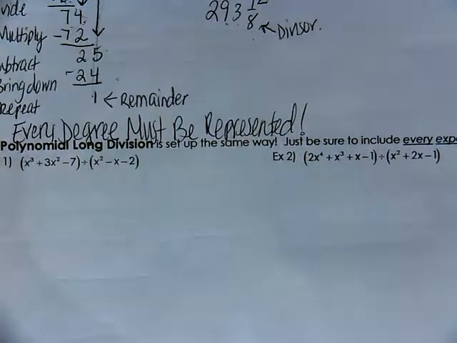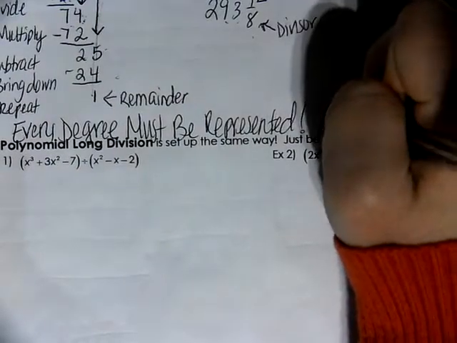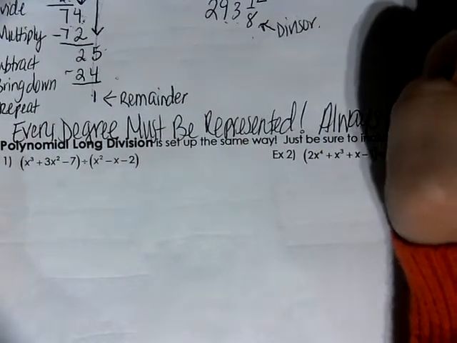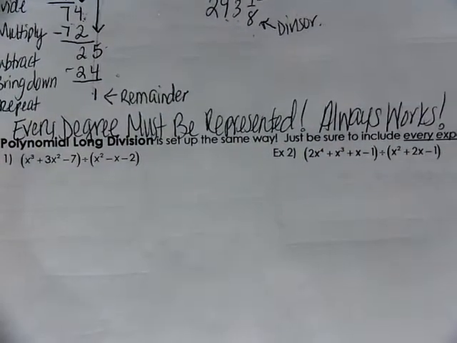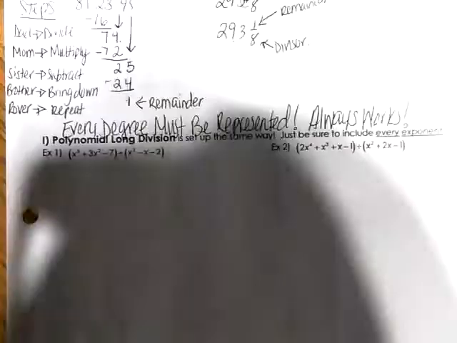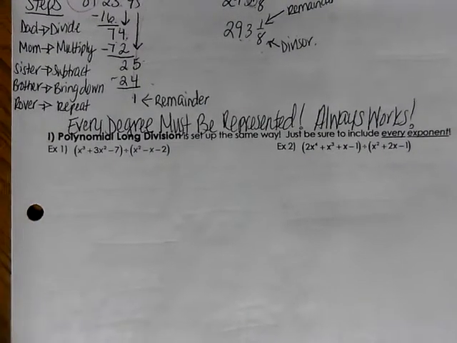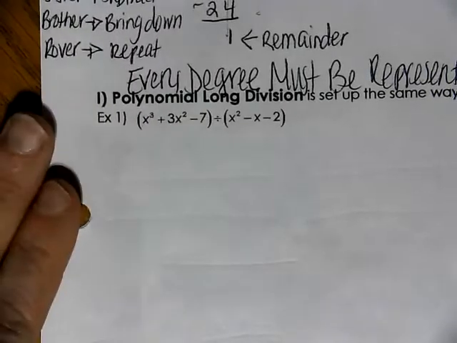You might need to insert an x or 0x squared or whatever it is that's missing. You need to make sure it's represented. Please know that long division always works. Synthetic division, which you guys are going to love, only works sometimes, for very specific cases. So just keep that in mind. Let's look at example number 1.